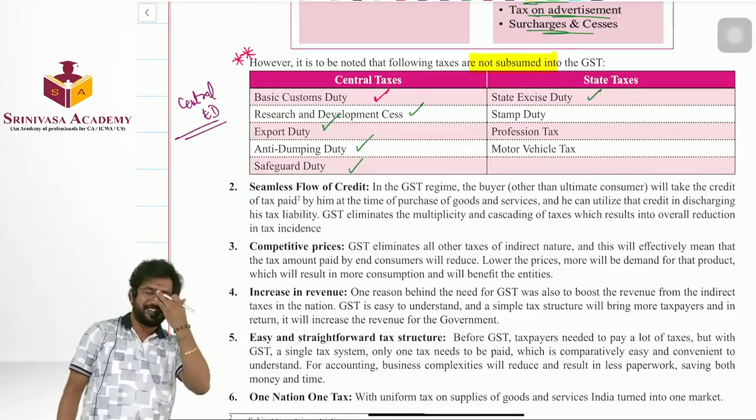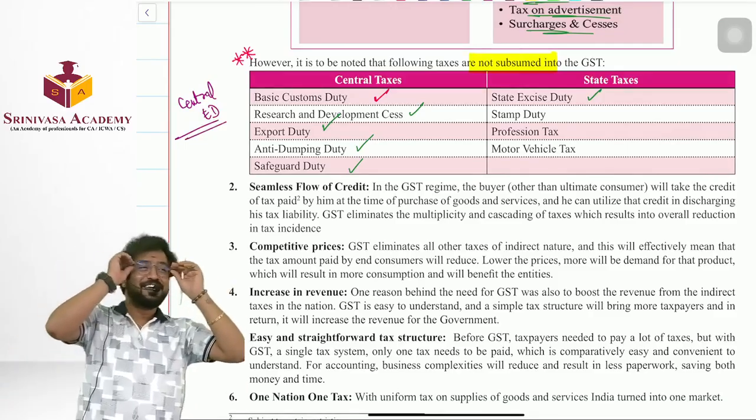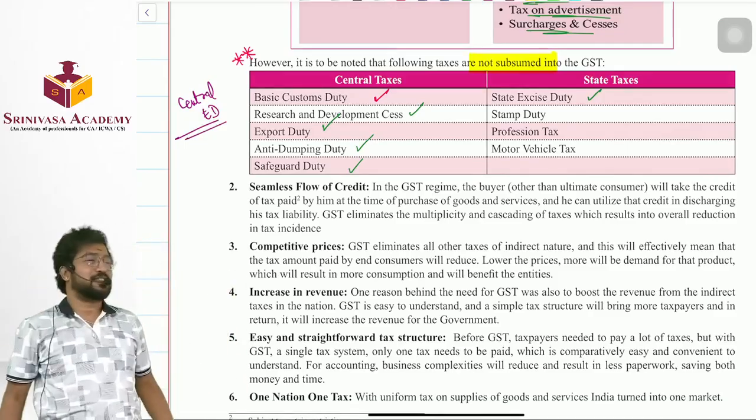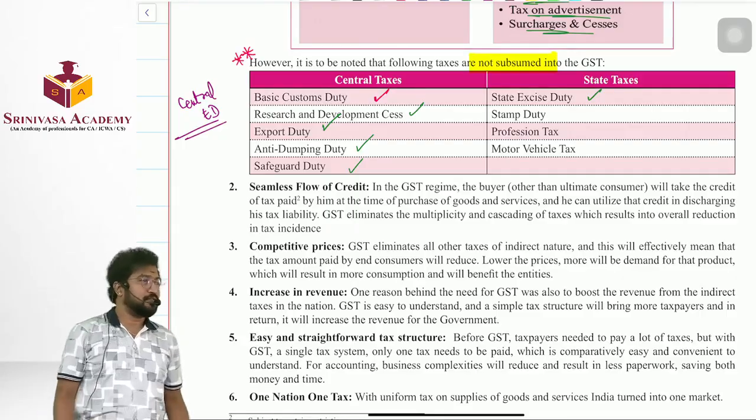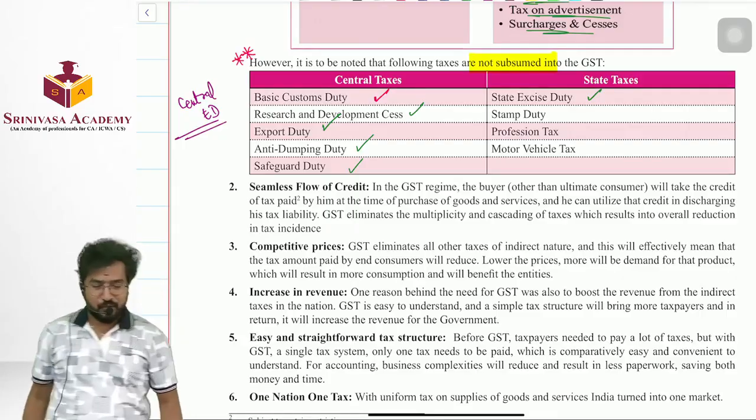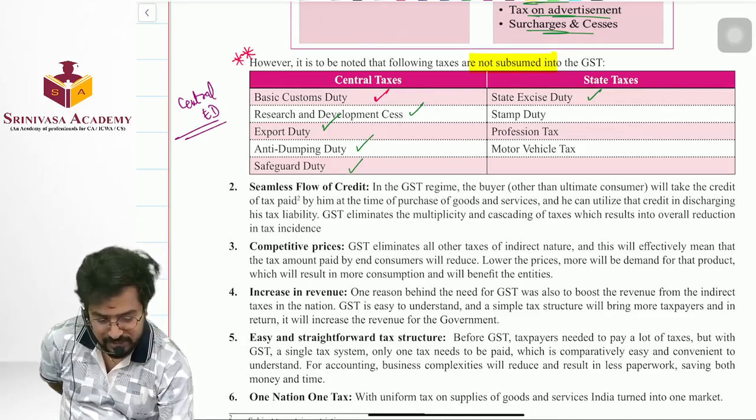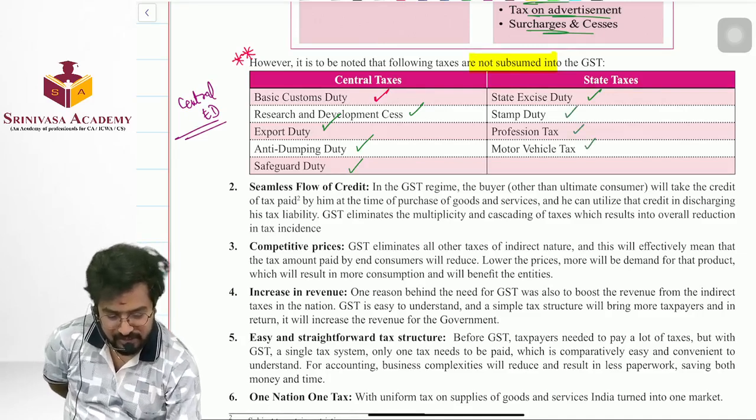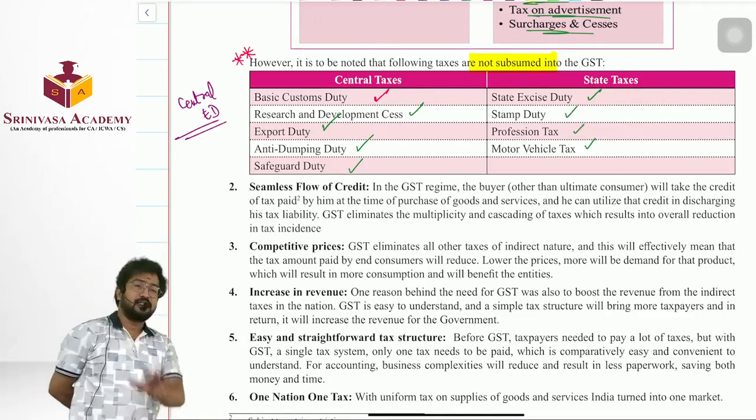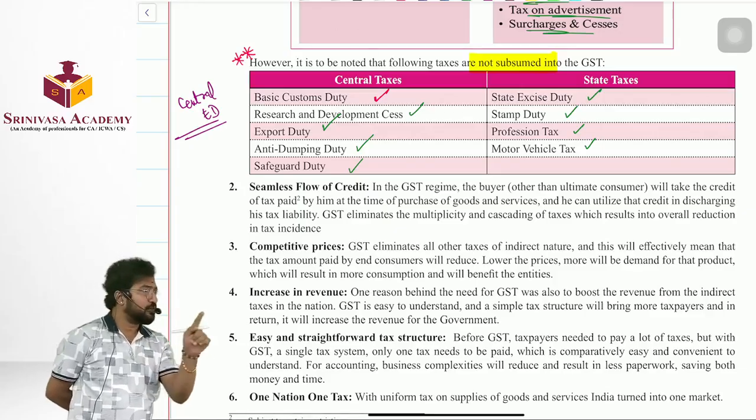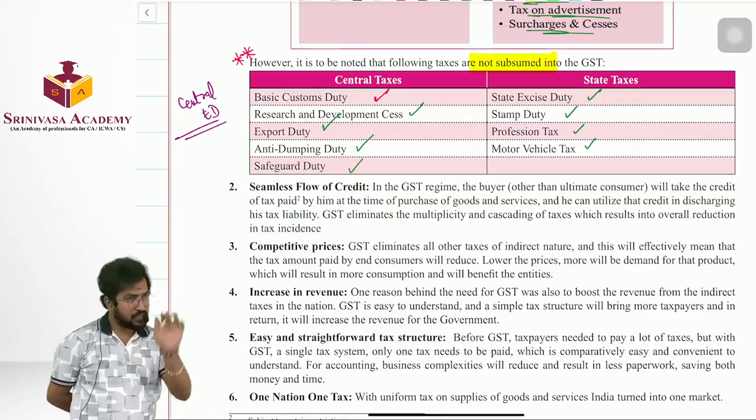Not central liquor. Central excise duty on petroleum products and tobacco products is still there. Okay, fine. Next, stamp duty, state taxes. Stamp duty is there, professional tax is there, motor vehicle tax. These taxes, I repeat, you should remember what is not there and also what is still there after GST.